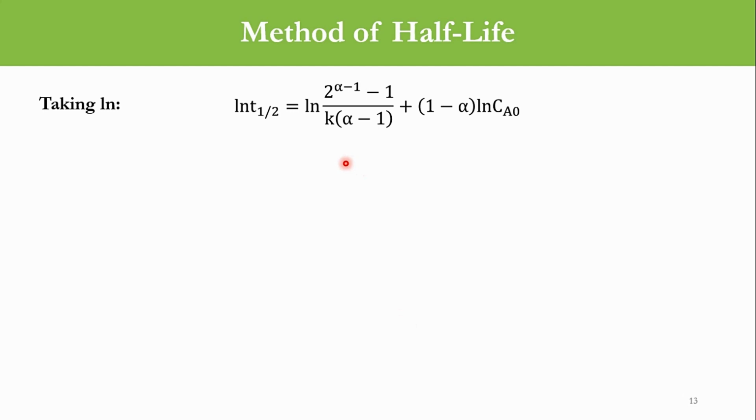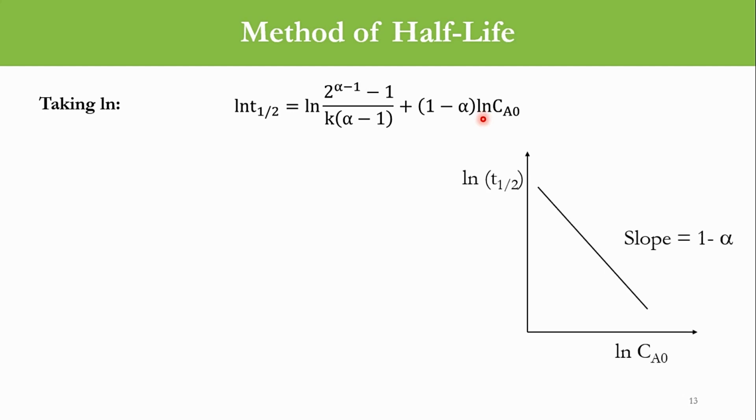Taking the natural log of that equation, we get ln(T1/2) = ln[(2^(alpha-1) - 1)/(k(alpha-1))] + (1 - alpha) ln(CA0). And if we draw the plot using the straight line method, y = mx + c, the plot will be generated between ln(T1/2) on the y-axis and ln(CA0) on the x-axis. The slope of the line will be 1 - alpha, while the intercept will be this parameter.